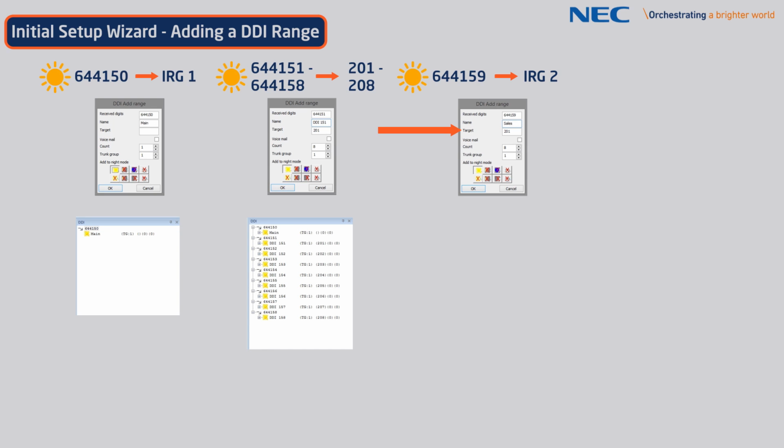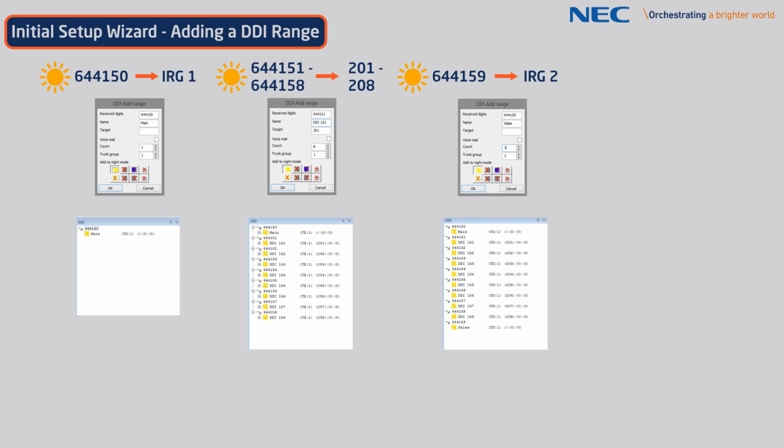Leave target blank as we want to route to a ring group that we'll set up later. The count is 1 as we are only setting up a single DDI number. Enable day mode routing and click OK. This will result in this DDI routing when viewed in the DDI pane.